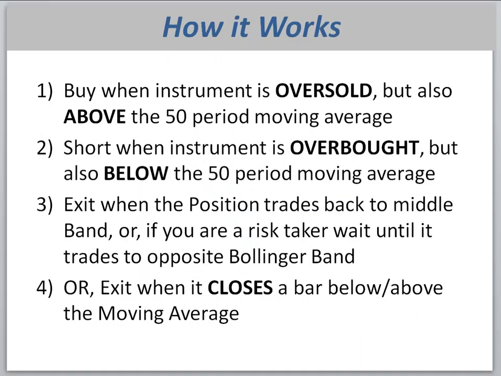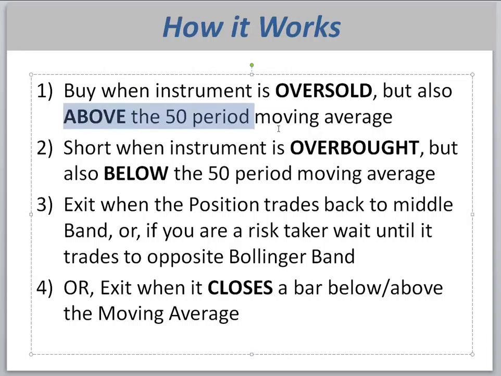So we're going to be buying when our instrument is oversold, but it also has to be above the 50-period moving average. So we want to see something's oversold, but that the instrument is also above the 50-period moving average. Why do we want it to be above the 50-period moving average? Because it shows that the trend is still there. We're still buying with the trend, make the trend our friend.